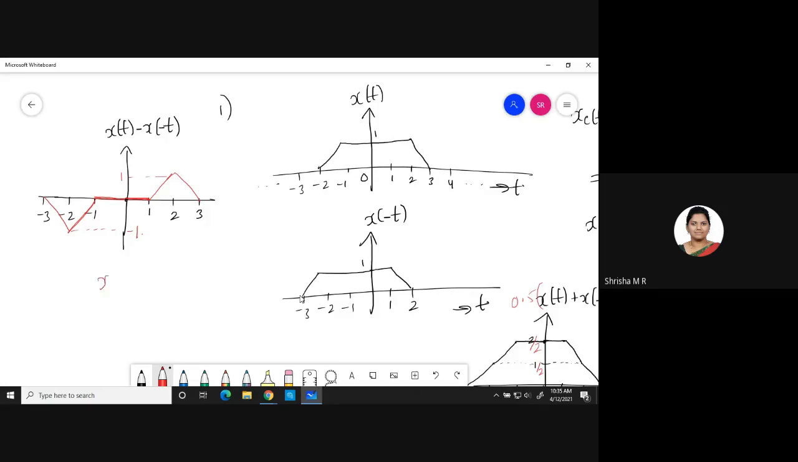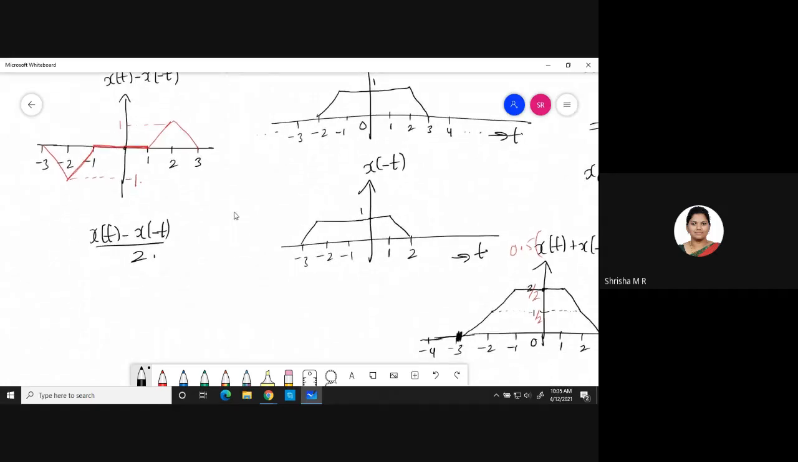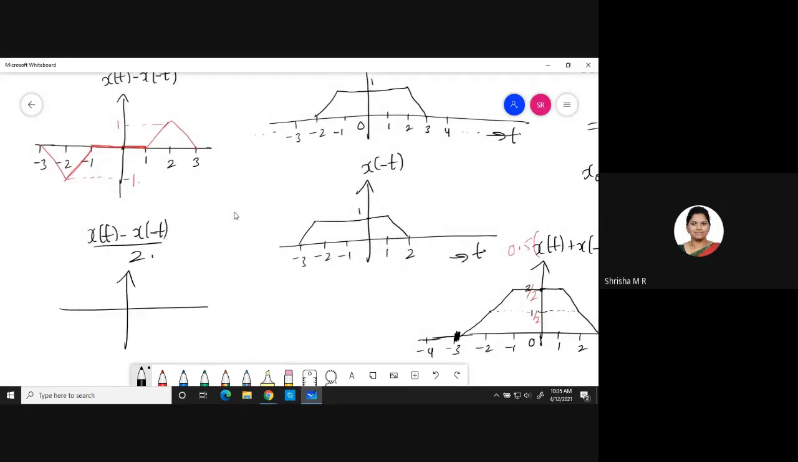So for the odd part of the signal, x of t minus x of minus t divided by 2 you have to do, which is nothing but the amplitude being reduced to half. You have 1 there, the amplitude will be reduced to 0.5. So you have 1, 2, 3, minus 1, minus 2, and minus 3. Here you have 0 only, and here your amplitude is reduced to 0.5 instead of 1. And here also it's reduced to minus 0.5. Clear everyone? This is the odd part of the signal xo of t.